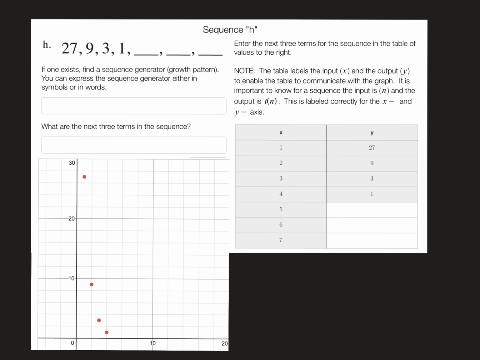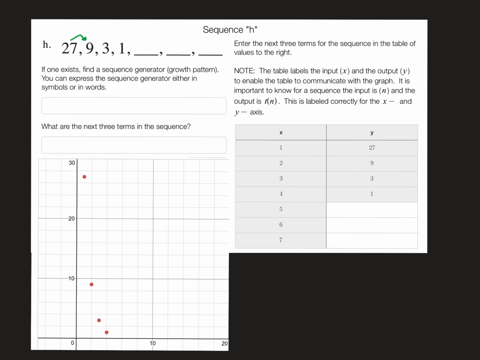So once again, you can start out looking for, is this a subtraction or an addition first? And if it isn't, then move on to multiplication or division. In this case, if we're trying to do a subtraction, because that would be what we would have to do here, looks like we're going to have to subtract 18. But then if I subtract 18 from 9, that's not going to give me 3. So it's definitely not subtraction. So let's try another route.